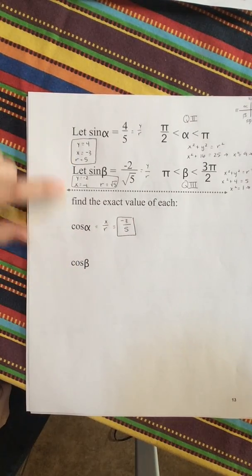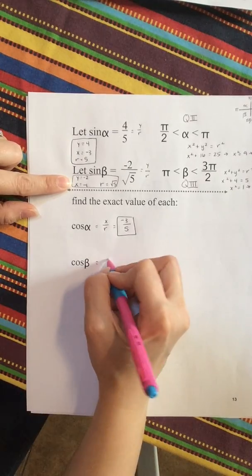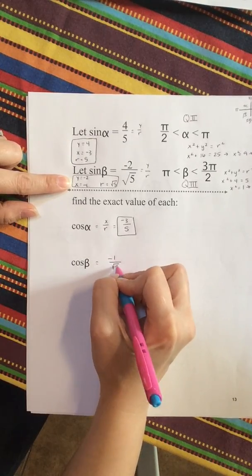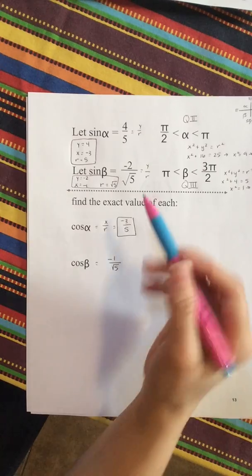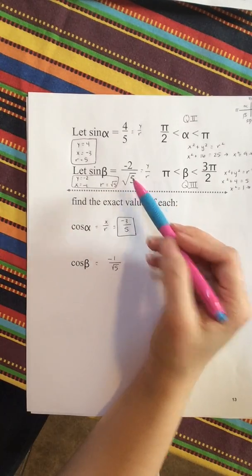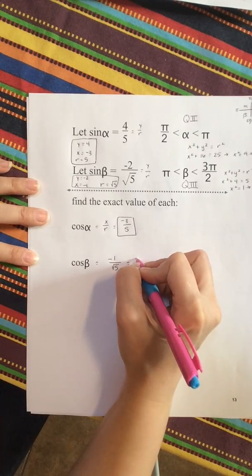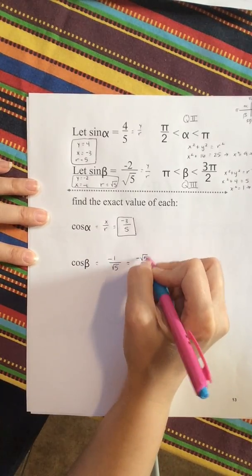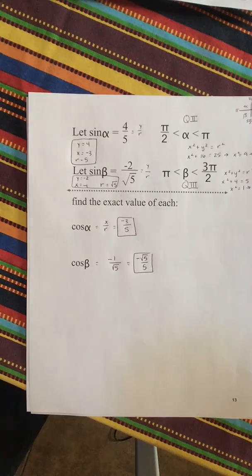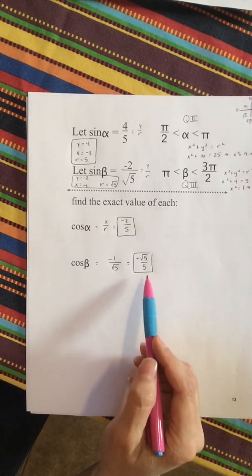To find cosine of beta, we'll use these values down here. So negative 1 over the square root of 5. And since they left the square root of 5 in the denominator here, you can do that here, or if it really bothers you, fix that to negative square root of 5 over 5. Either answer is fine. I'm going to go with this one.